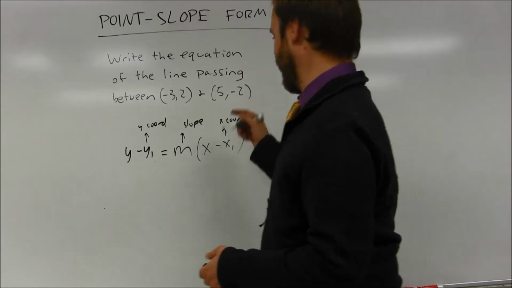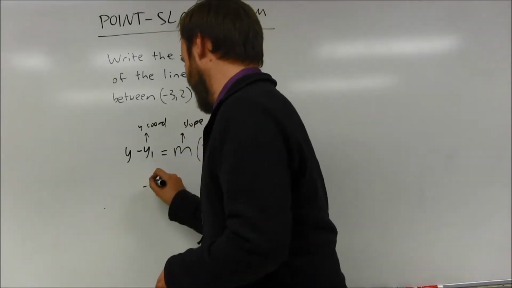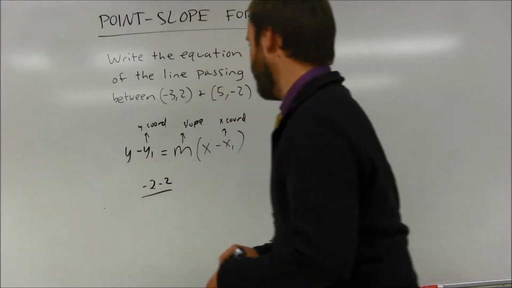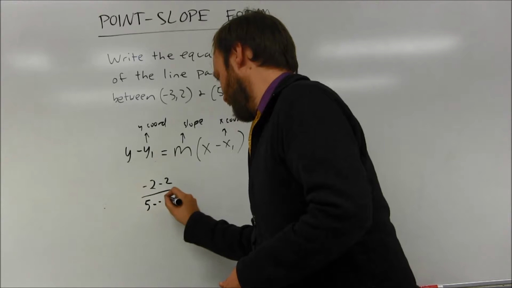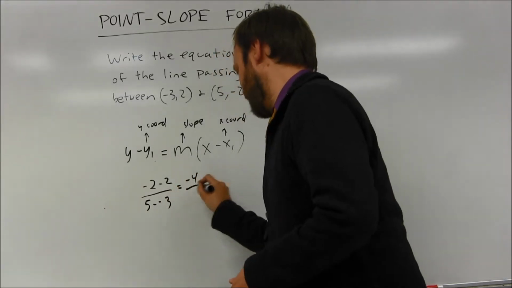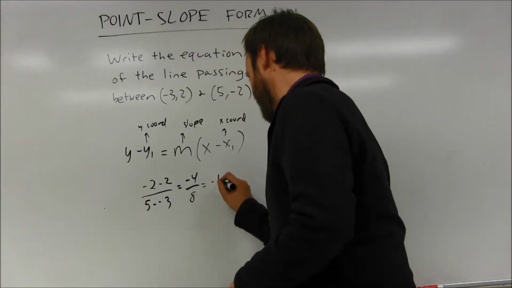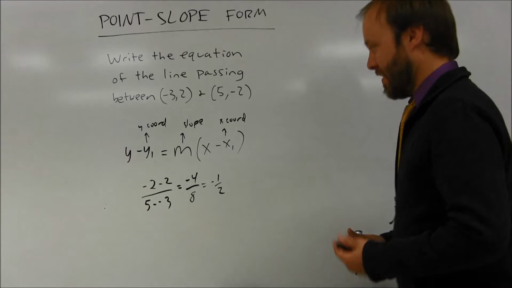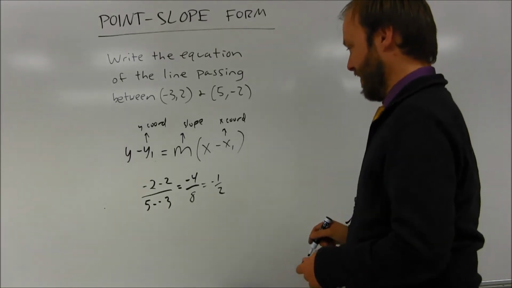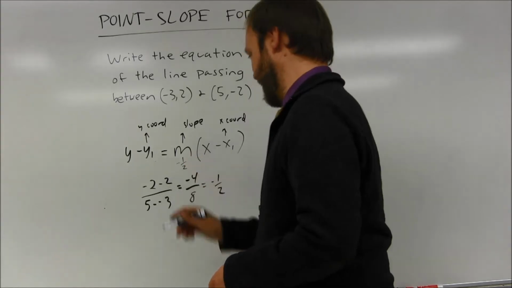Okay? So in this particular case, the slope's pretty easy to find. I can do y2 minus y1. That's negative 2 minus 2. Okay? I can take 5 minus negative 3. Okay, and that's going to be negative 4 on top. That's going to give me 8 on the bottom. That's going to give me a slope of negative 1/2. Okay? So in point-slope form, I can basically start filling in things here. My slope is going to be negative 1/2. I would fill that in for m.